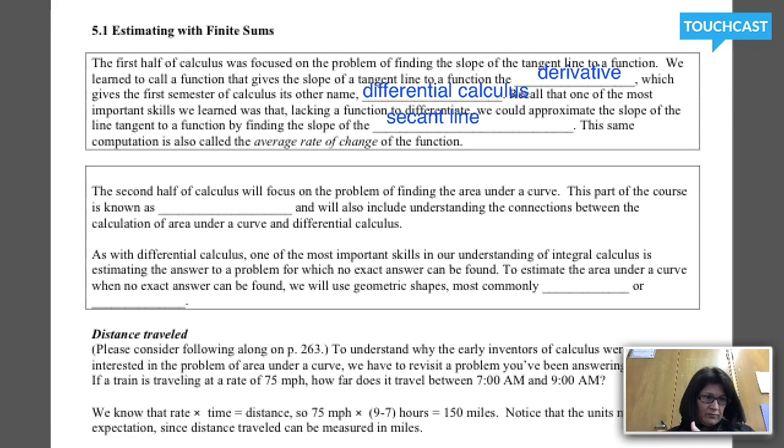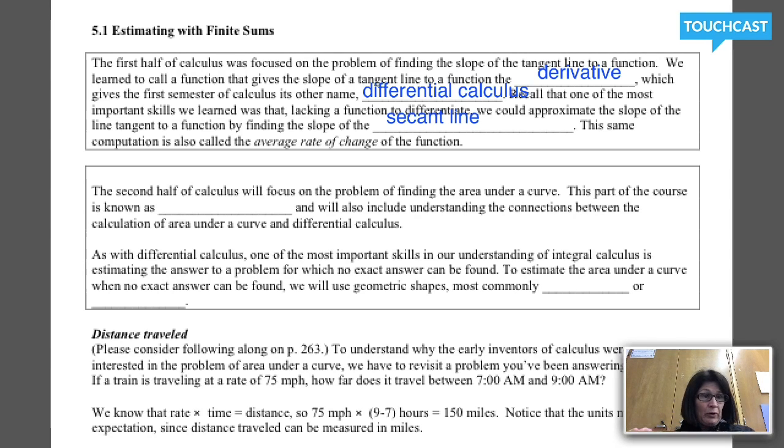We, in this first half of calculus, learned to call a function that gave us the slope of the tangent line the derivative. We find a derivative by differentiating, and so that word differentiating gives us the name that we sometimes use for first semester calculus, which is differential calculus. So the calculus of finding and then using derivatives.